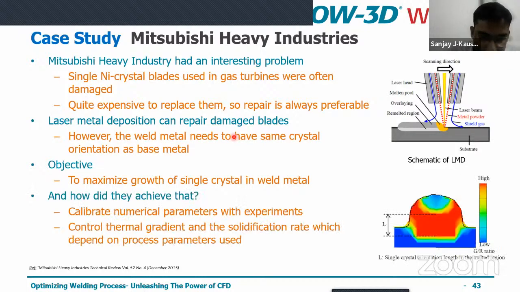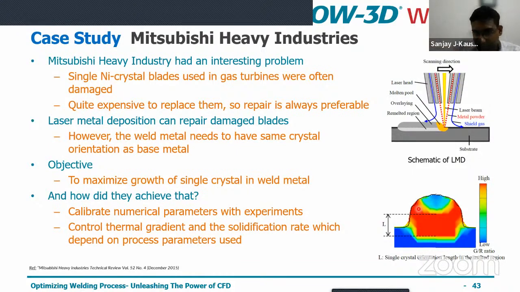So how did they achieve it? They calibrated numerical parameters with the experiment, and they also controlled the thermal gradient and the solidification rate, which depend on the process parameters used. So here you can see a cross-section view. This is a single crystal. This is one particular crystal. We are looking at a micro level here. This is the base metal and this is a single crystal.